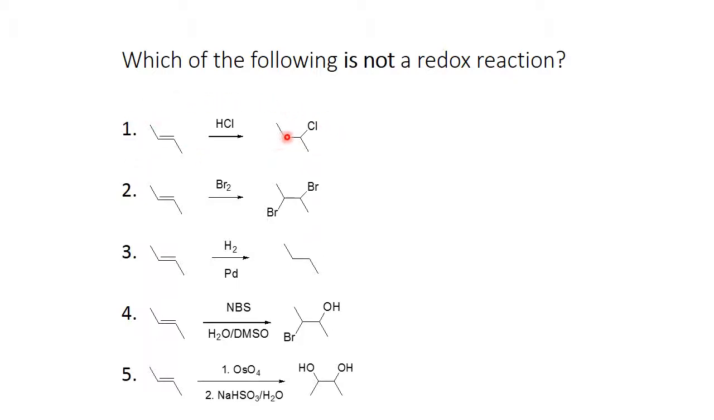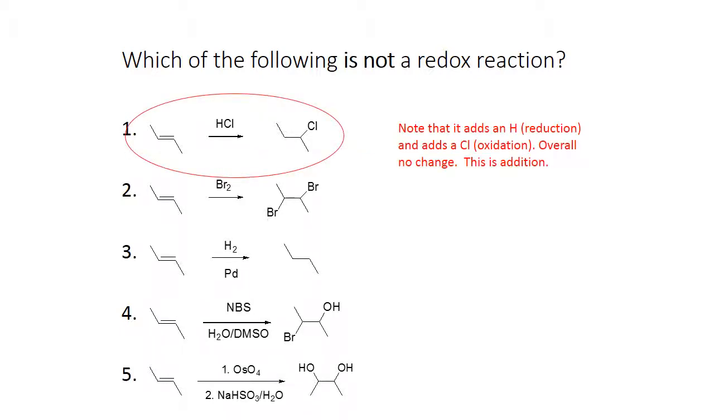Number 1 is the only one in which you add both a hydrogen and a chlorine across the double bond. So this is not oxidation nor reduction. This is just an addition reaction.